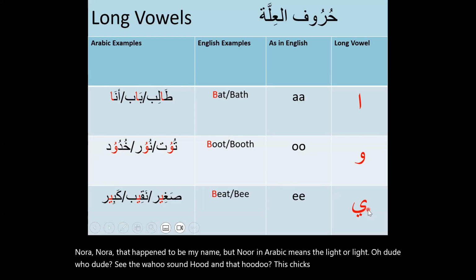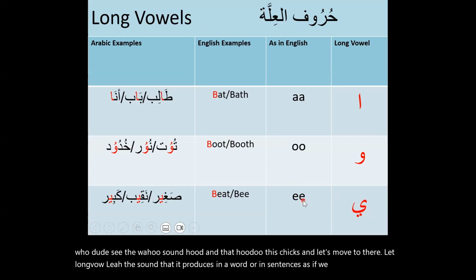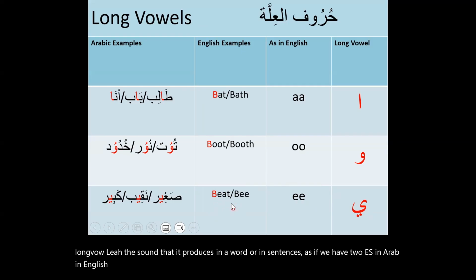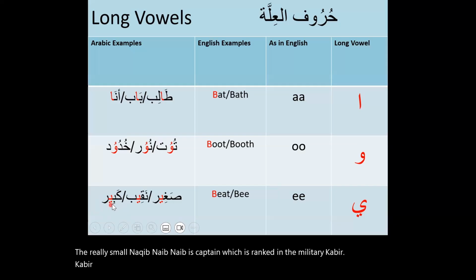Let's move to the long vowel ya, the sound that it produces in a word or in sentences, as if we have two E's in English. Say beat, be. So let's read some words in Arabic. صغير. صغير is small. نقيب. Naqib is captain, which is a rank in the military. Kabir. So also this E sound, because it's a long vowel.